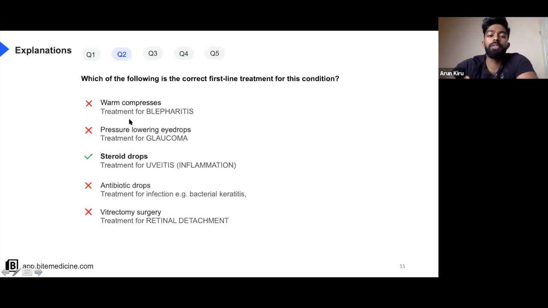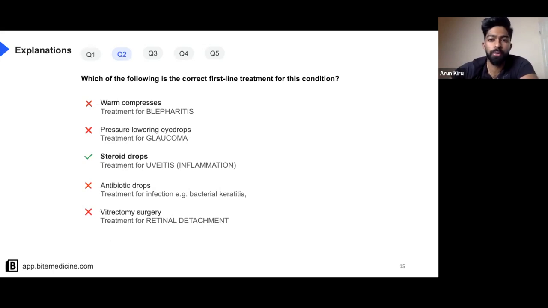I'll go through why. Warm compresses would be the treatment for blepharitis. Remember we talked about how blepharitis is that inflammatory process of the eyelashes, the eyelid margin. So if you want to treat that, you tell someone to use warm compresses. So think, is this blepharitis? No, so skip warm compresses. Antibiotic drops, I've told you, are for the cornea, microbial keratitis. This isn't that. They've not got a risk factor like contact lens wear. There's nothing to say there's a corneal infiltrate. And finally, vitrectomy surgery is a treatment for retinal detachment. There's no signs that this is a back of the eye retina problem.